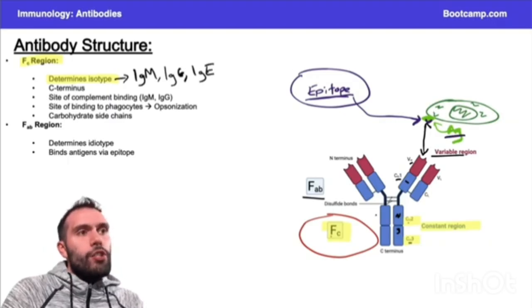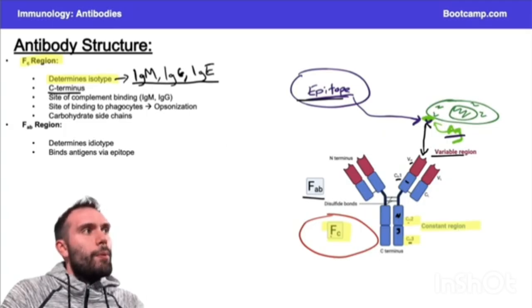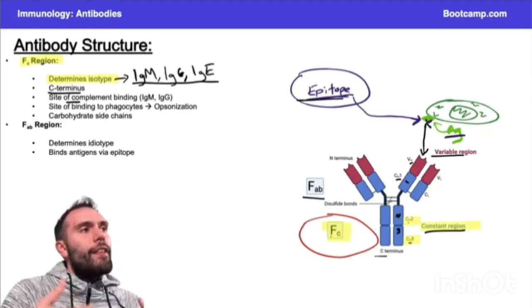This region doesn't determine what epitope the antibody can bind to, right? That's for the antigen binding region. In the constant region, we're just determining the isotype. So what type of antibody is it? And in this region, we also have the C terminus. Some people remember this by saying, hey, there's the constant region here, constant is C, and there's also a C terminus. And since we're talking about C, there's also the site of complement binding. IgM and IgG will use this region in particular for binding complement and then activating complement.